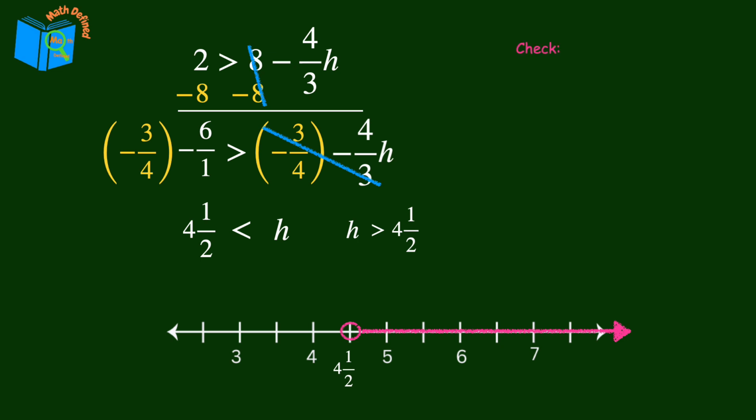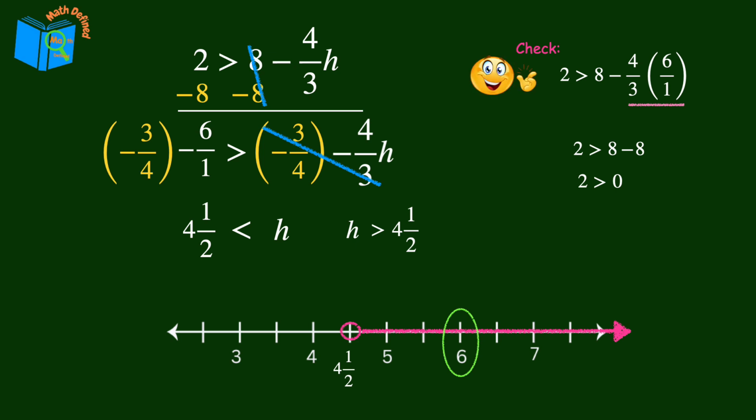Time to check. Let's pick a compatible number for h that is greater than 4.5, say 6, and substitute it back into the original inequality. Multiplying the two fractions, we get negative 24 over 3, which we can simplify to negative 8. Subtracting 8 minus 8 is 0. Is 2 greater than 0? Yes, it works. Checking the solution is always a good idea, especially when you have flipped the inequality sign during the solution process.